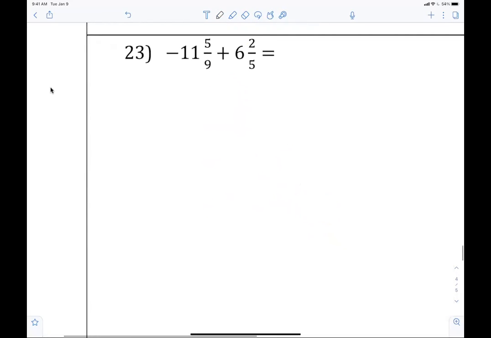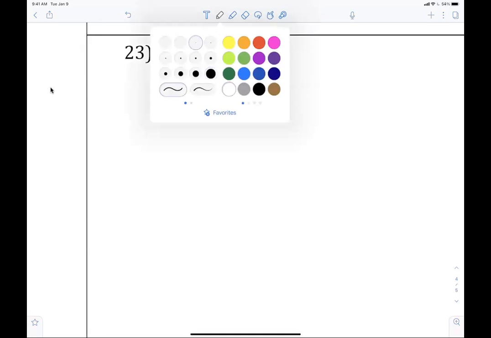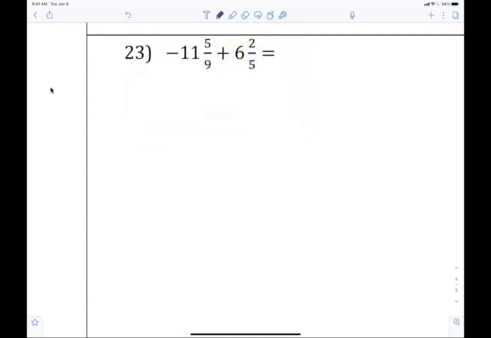Am I adding or subtracting these guys? Subtracting. So what number goes first? 11. Yes. Negative 11 and 5/9 plus 6 and 2/5. All right, Curtis, can you tell me what the common denominator is by any chance? Take a shot.